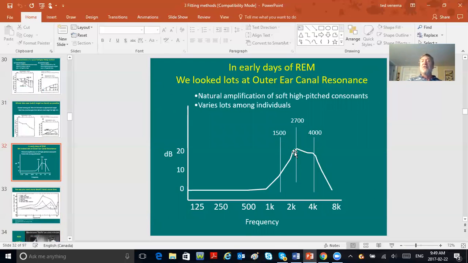Now, in the early days of real ear measurement, we looked lots at outer ear canal resonance. And we said outer ear canal resonance is due to the fact that the outer ear is a quarter wave resonator. And a quarter wave resonator is simply shown as a cup. And if I stop sharing screen here, because this is important, here's a cup, my coffee mug. And the outer ear canal is like a cup. It's open at one end, it's closed at the other end.